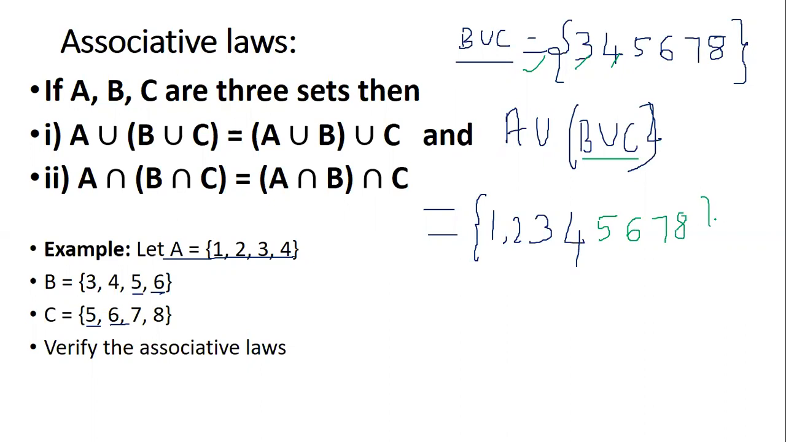So, my total set for A union B union C is 1, 2, 3, 4, 5, 6, 7, 8. Understood? Did you all understand? Any doubts until here?